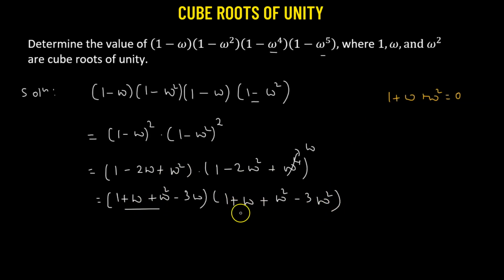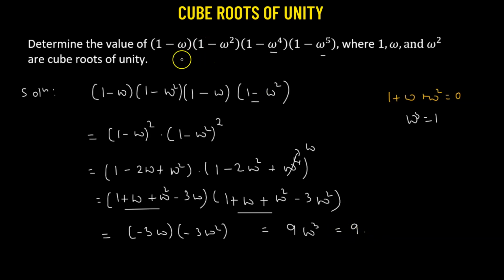Now let's use the fact that the sum of the roots is 0. So this leaves us with negative 3 omega multiplied by negative 3 omega squared. Negative 3 omega times negative 3 omega squared equals 9 omega cubed. And we know that omega cubed equals 1. So this gives us 9. That means the value of this expression equals 9 when 1, omega and omega squared are cube roots of unity.